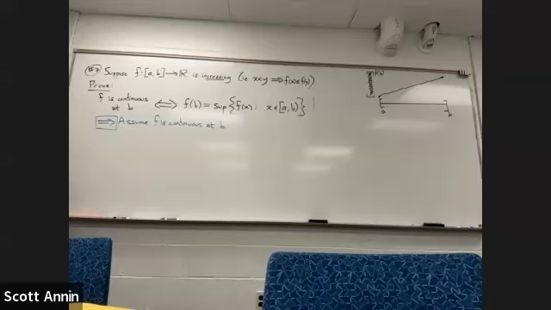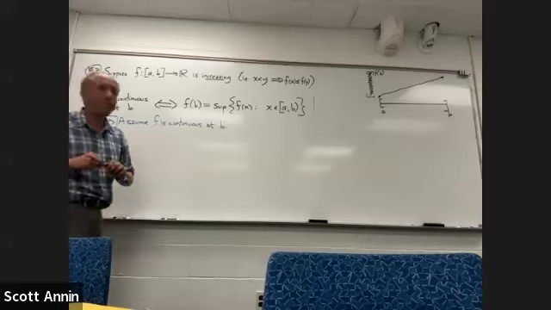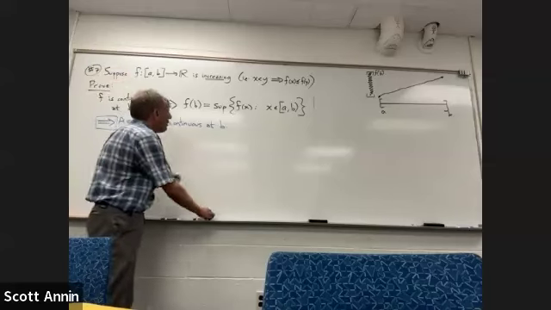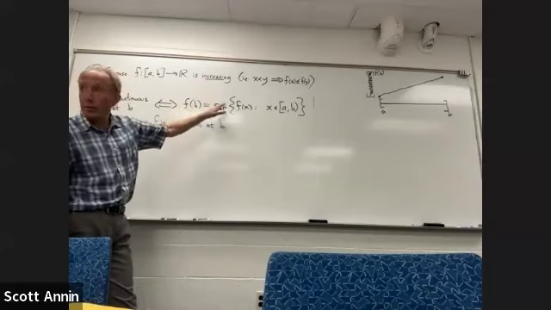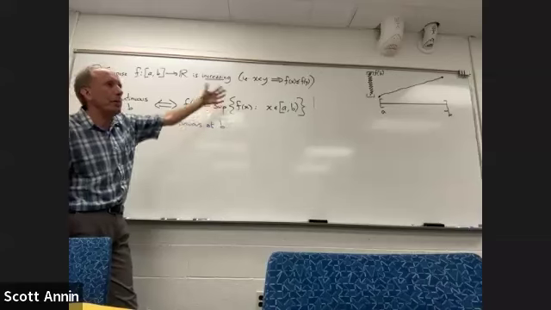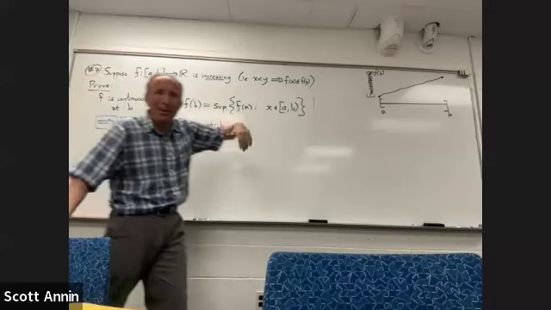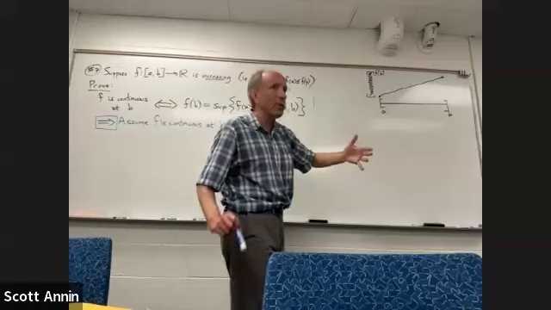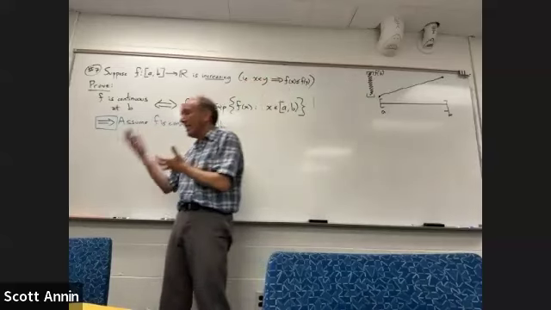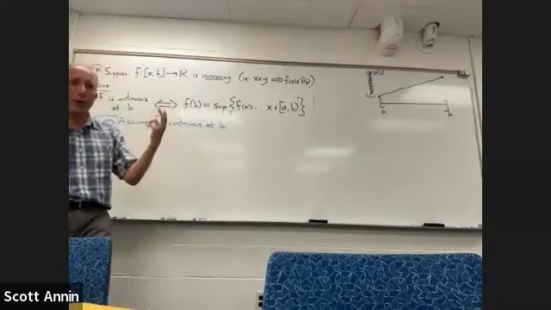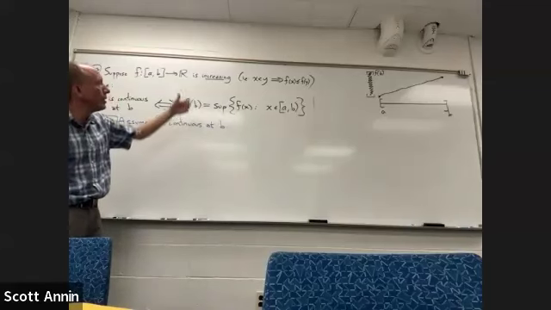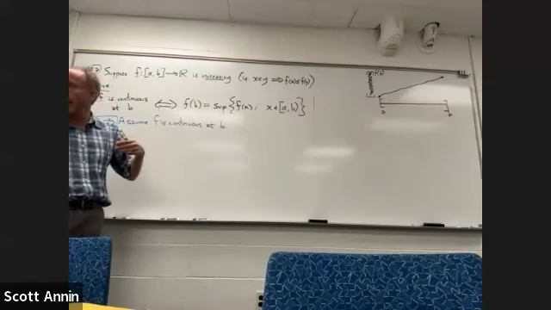Okay, so far so good? Now, we have to prove that f of b is a supremum. The supremum means least upper bound. And you might remember from the first part of the course that if you want to prove that a number is a least upper bound for a set, there's two parts to that. You have to first prove that it is an upper bound for the set.